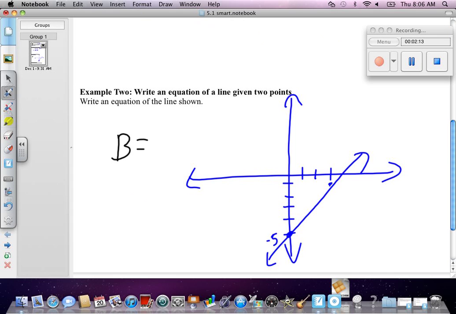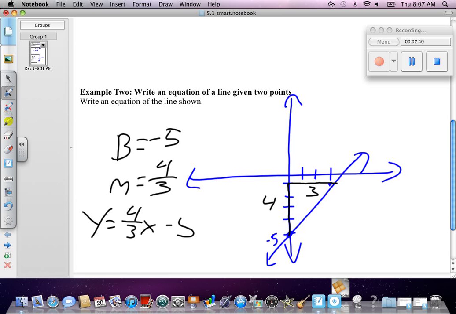Negative 5. Now we're going to figure out the slope. You've got 2 dots on there, right? So I'm going to go from -5 and go up 1, 2, 3, 4, and over 1, 2, 3. 4 over 3 is my slope, and it is positive because I went up and to the right. So I'm going to rewrite it as y equals 4/3 x minus 5. So we just rewrite it? That's what we do. It's pretty simple, right?